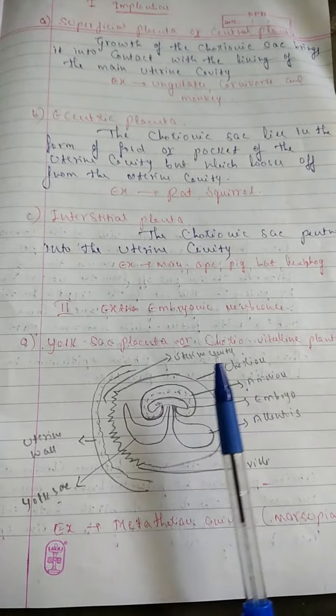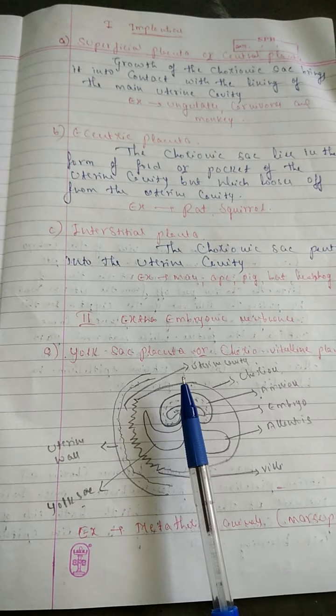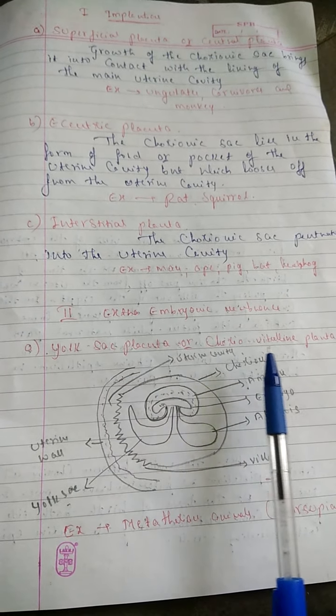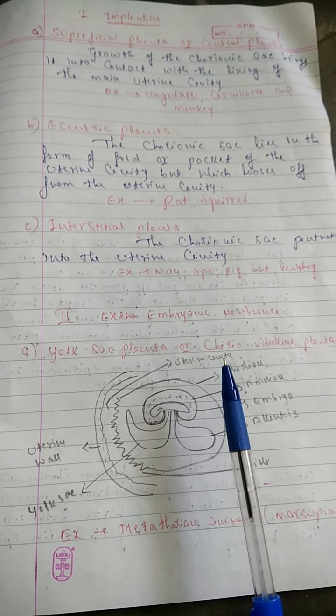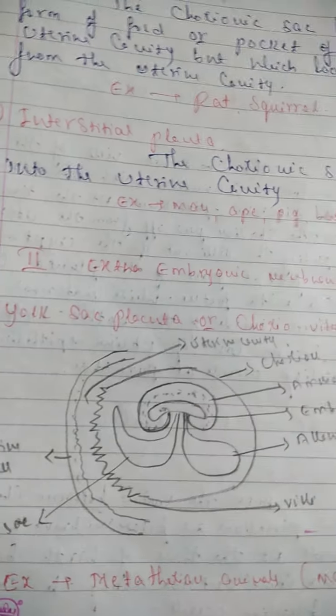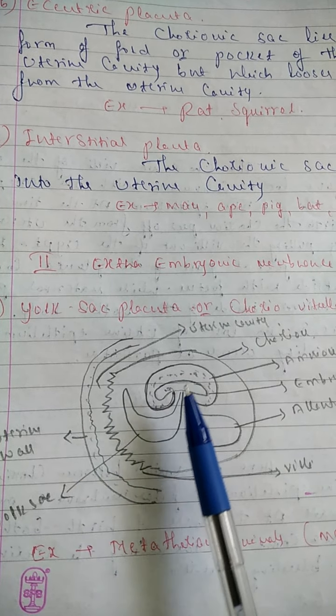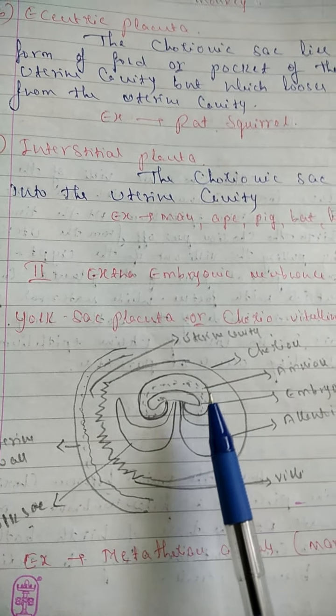Now come to the second one, extra embryonic membranes. Already I have told that 2 types of placenta are present: yolk sac placenta, or choriovitelline placenta, and the second one is the chorioallantoic placenta. Now you have to see the diagram of the yolk sac placenta. Here, this is the embryo. This embryo is covered with amnion.